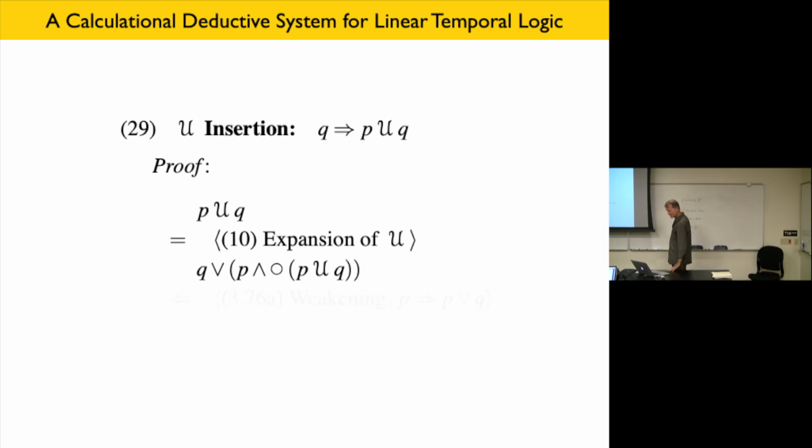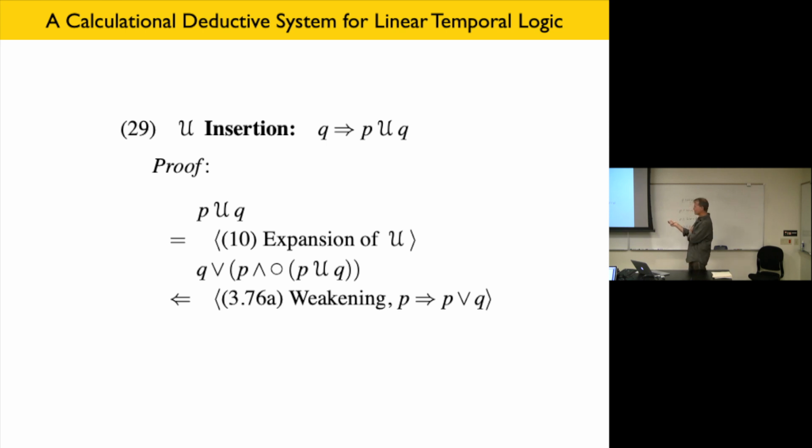Okay, so Sam, what do you think? This next one is 3.76a, weakening. So, yeah, if you have an or, P or Q, that follows from one of them. So which one do we want to have this follow? So here's the or, we want it to follow from Q, and it does by that, right? So that's it. Is everybody good?